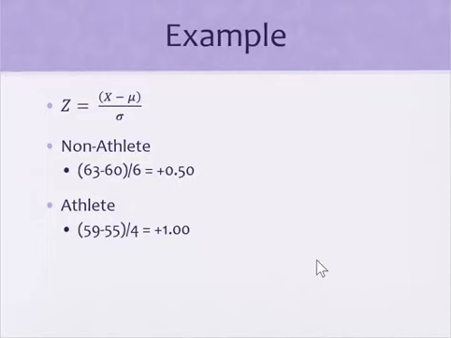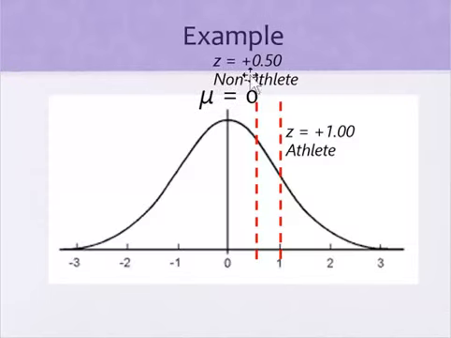Now we compute the z-score for the athlete, right? So they had a raw score of 59, but their distribution was different, right? Their distribution had a mean of 55 with a standard deviation of 4. So 59, their raw score, minus the mean, 55, is 4. So 4 divided by 4 is going to give us a z-score of plus 1.00.